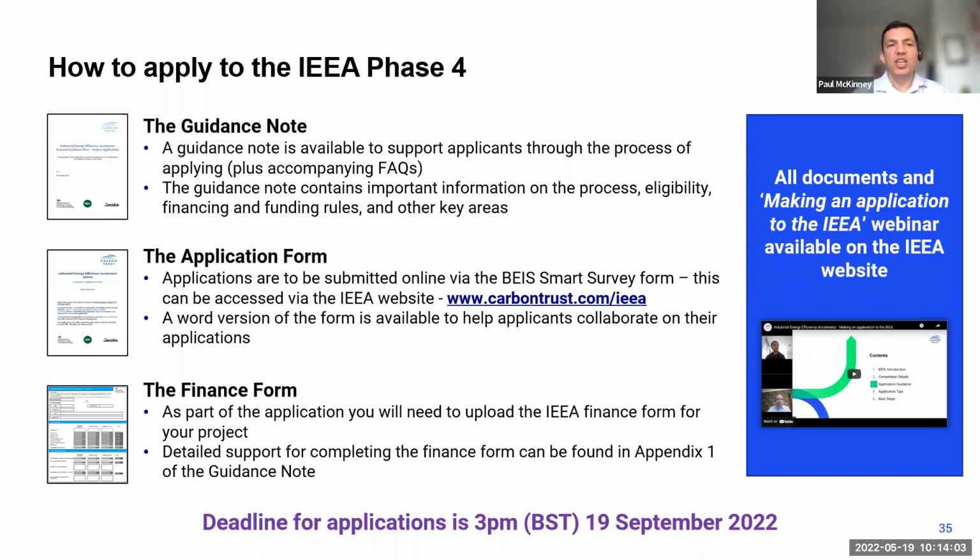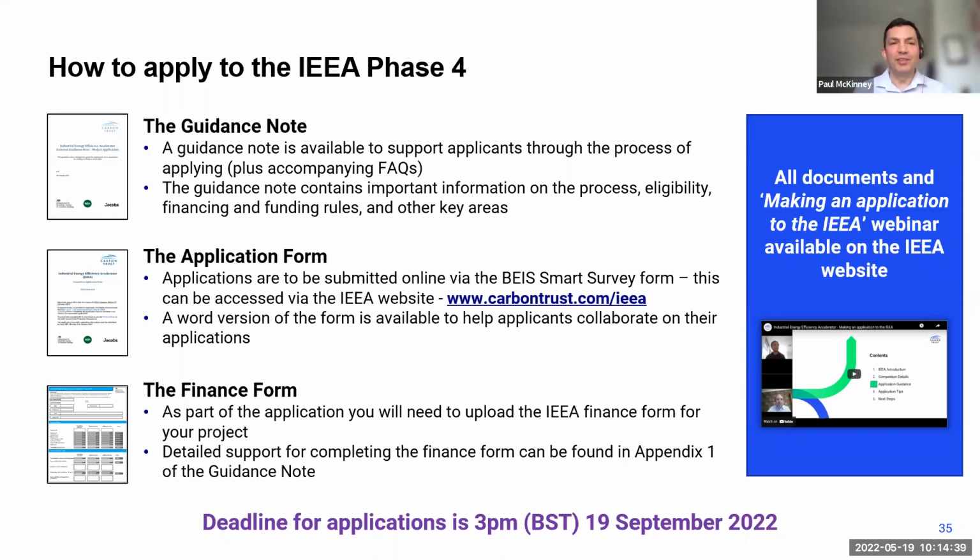The applications are made through a form which is linked to from the website, so it's a smart survey form. But you can also download a Word copy of the application, and I'd again encourage you to do that, to use that for drafting your form, sharing it around your partners, making sure you're happy with everything, making sure you know all of the different attachments that need to be added, so project plan and risk plan, etc., and have that all to hand before you actually fill the form in online.